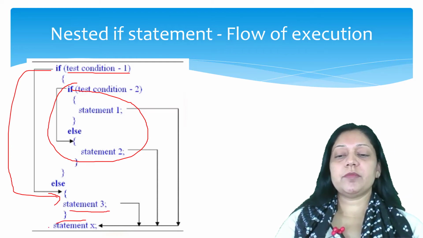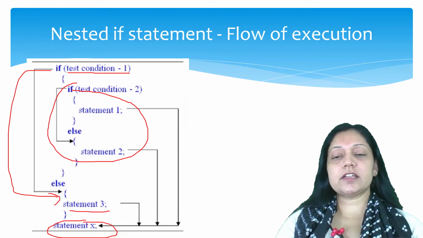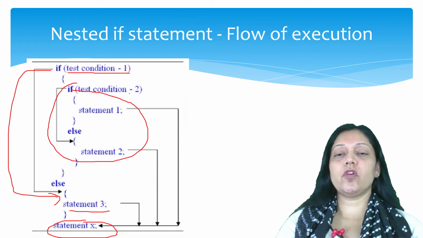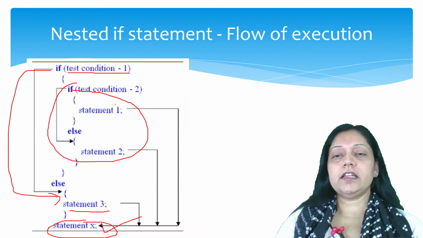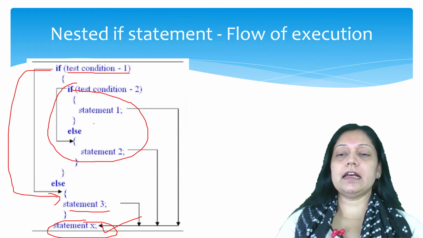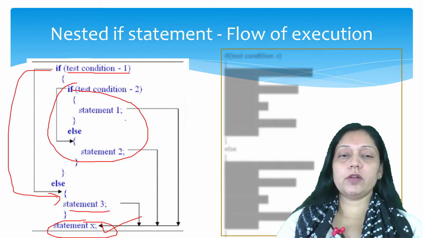I have one more statement, that is statement X. When this statement is executed does not depend on anything, since it's completely outside the if else block. So it does not depend on any condition, whether condition 1 is true or false, or whether condition 2 is true or false. Statement X will always be executed. So you can write a nested if in this form also, where we are using if else in the nesting part.